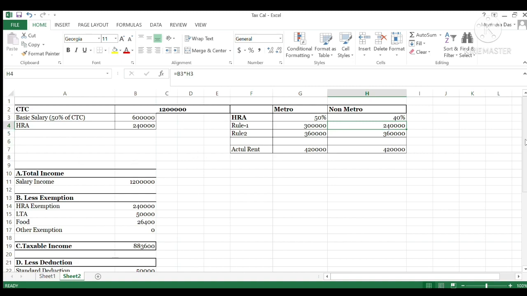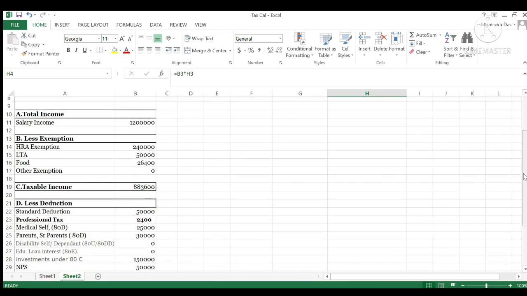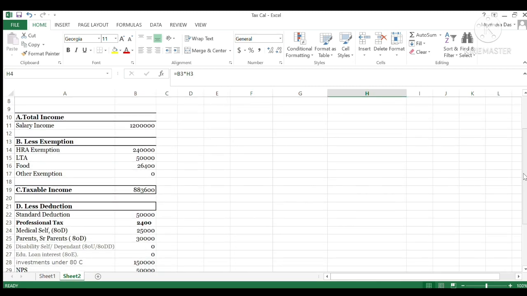Now let's come here, which says that your salary or your CTC is 12 lakh. Now what is your taxable income as per the formula I said earlier? Taxable income is your gross income minus your exemptions. Now what are the exemptions you have taken? HRA, housing allowance, which is 2,40,000 rupees as we just calculated.